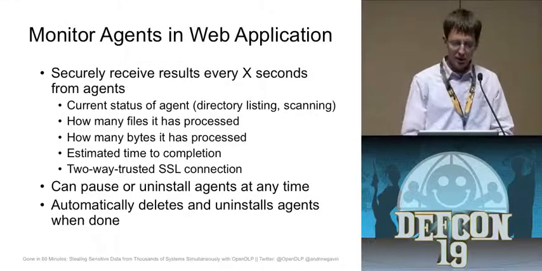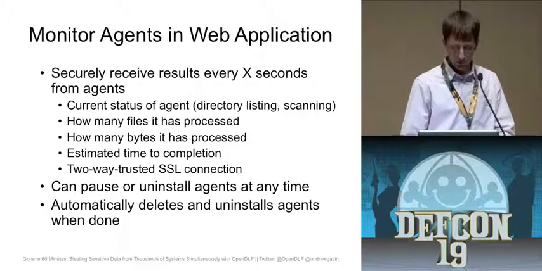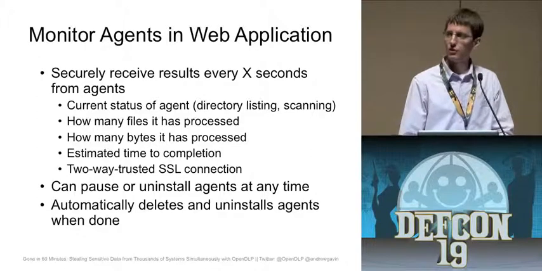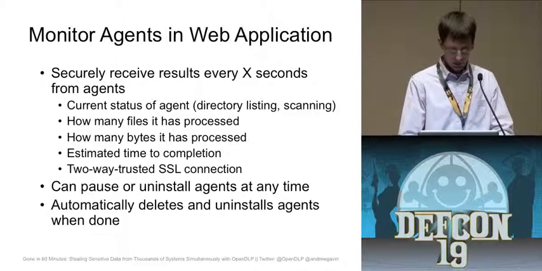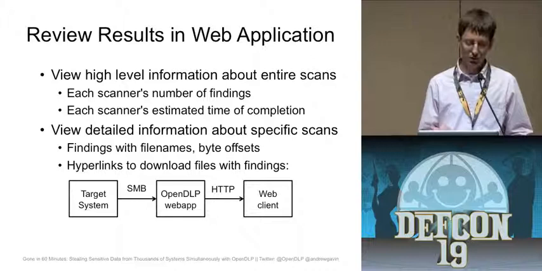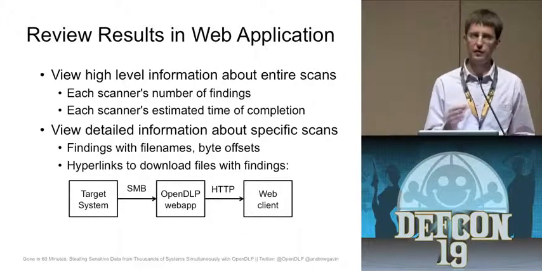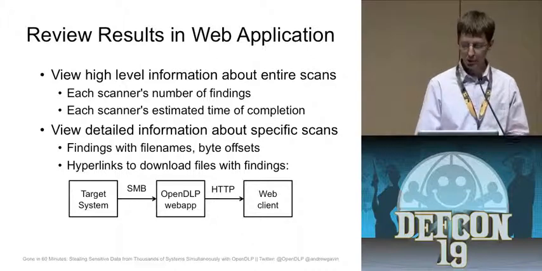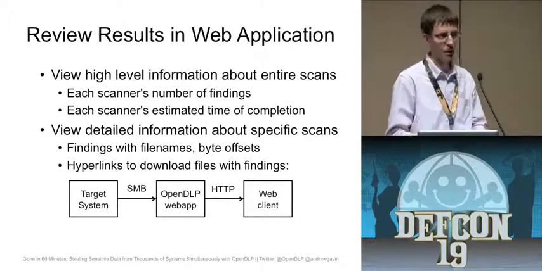In the web app, you can monitor the agents, and as I said before, it's going to ping with results every so often, and you can see how many files and bytes it's processed. You can control the agents: pause, stop, uninstall, resume the agents, and you can also view the results live as they're coming in. If you see a finding, you can download that file just to verify if it's actually there. There'll be a little hyperlink there, and it'll tell you the byte offset inside the file where it thinks it found whatever regular expression, like I found a SOSH number at offset 500 in this file.